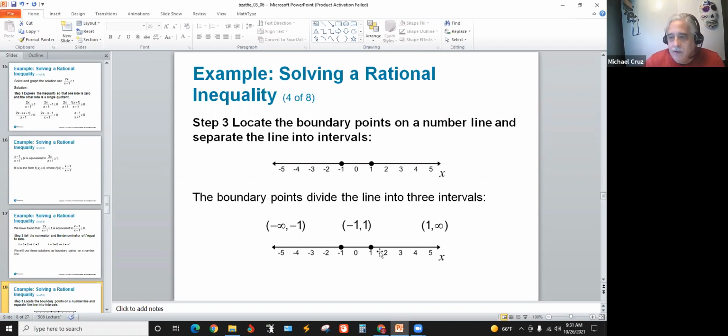But all we're doing is just looking at this segment, and this segment. So we can pick anything in here for one test. We can pick anything in here for a second test. And we can pick anything over here for a third test.